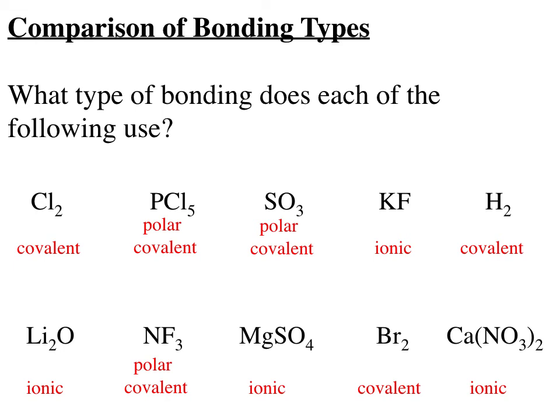Then I have the situation of K combining with F, potassium fluoride. Those are elements of a metal with a nonmetal. That is an ionic combination of materials. H2, element with itself, covalent. Next row, we see Li2O, element far from the left combining with element far from the right, ionic arrangement. Then we have NF3, which are 2 nonmetals combining together with a slight difference in electronegativity, making it polar covalent.